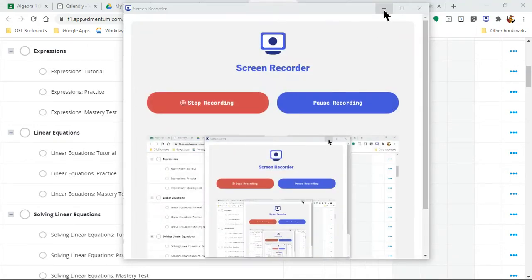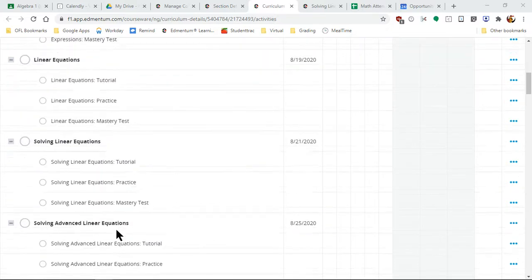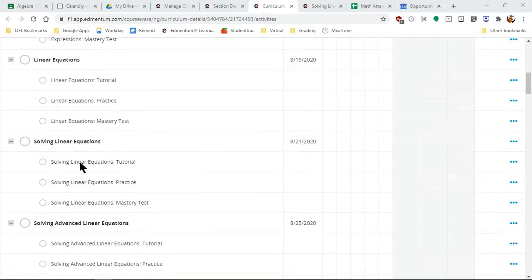So, all right, cool. I might go back and remake one for linear equations, that way people in the future have it. But for right now, let's move on to solving linear equations.